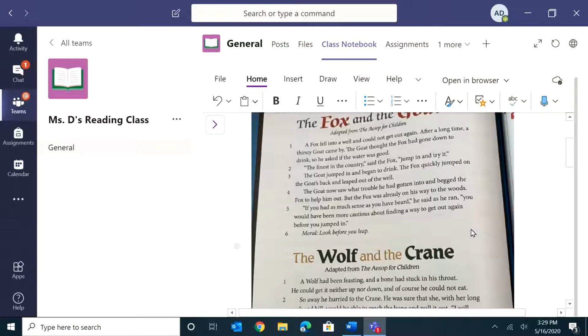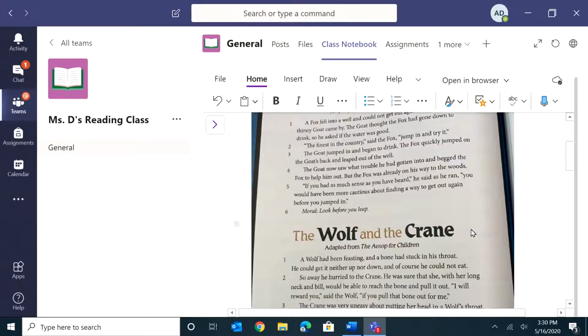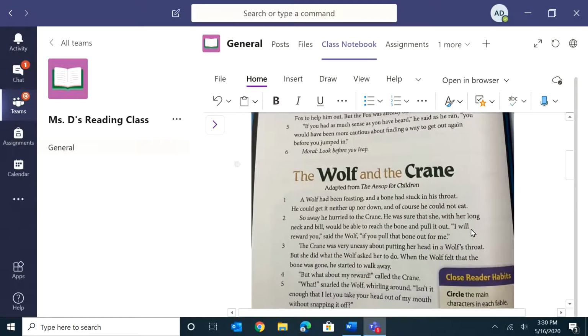And the moral is look before you leap, which means to think before you do something. Because the goat should have thought about how to get out of the well before jumping in, and should have thought about, is it a good idea to jump into a well just because the fox says it is?